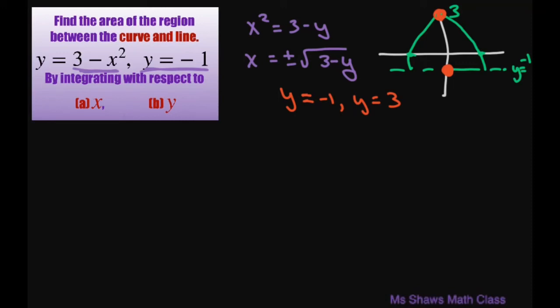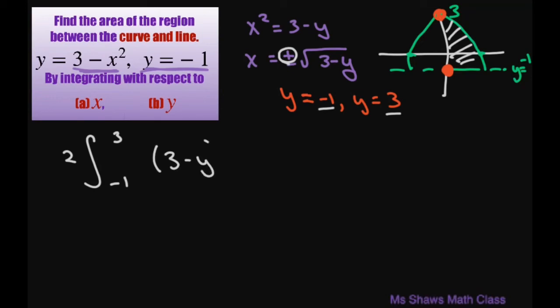We're going to do the same thing we did before. We have the symmetry, so we're only going to use the positive. This part would be the negative, so we're going to go 2 times, and our limits are going to go from negative 1 to 3. I'm just going to write this as 3 minus y to the power of 1/2, and this is dy now.